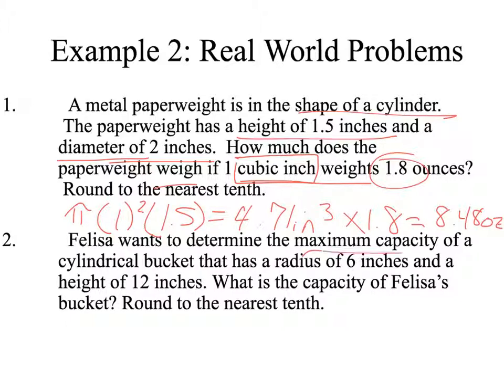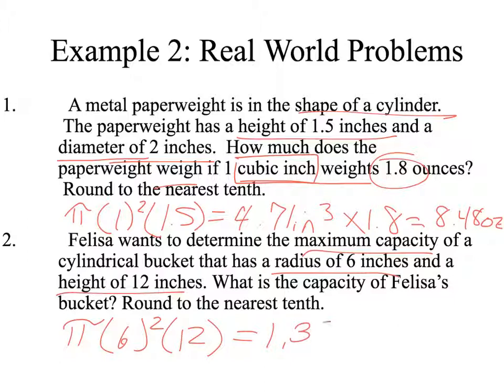So we want to determine the maximum capacity of the bucket, basically how much can it hold, radius of 6, height of 12. It's still asking for volume, it's just really identifying what the wording is talking to you about. So pi times 6 squared times 12. I'm going to get a maximum capacity of 1,357.17 inches cubed.